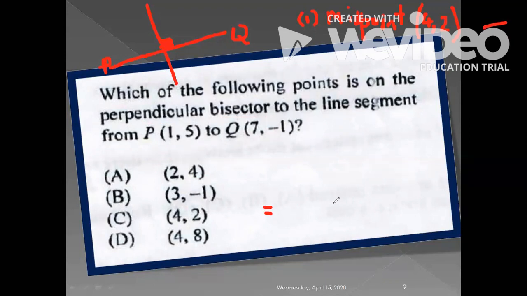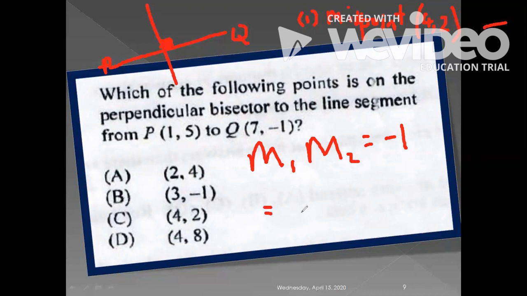Now, when 2 lines are perpendicular, something special happens when you multiply their gradients. PQ has a gradient and the perpendicular bisector has a gradient, and they meet at right angles. Now when 2 lines meet at right angles and you multiply the gradients, what happens? Anybody remember? Equal to 1. You're almost there, -1.